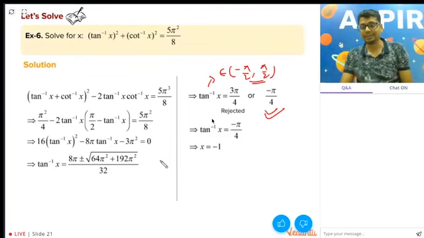Which method? You'll have to convert everything to one term, and this is how you convert. Cot inverse x you can put as pi by 2 minus tan inverse x, right? Or you can use the other method, a plus b whole square minus 2ab wala. All right. So I hope it is clear, right?